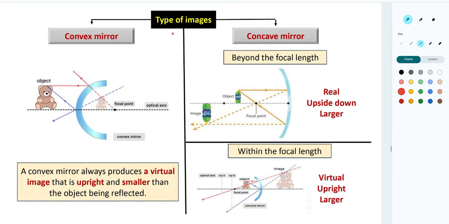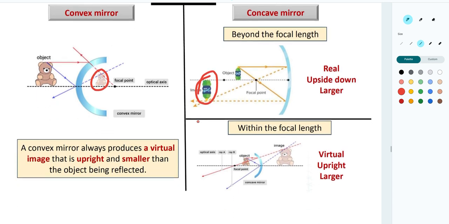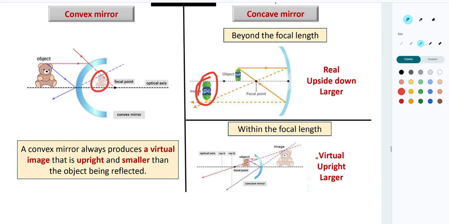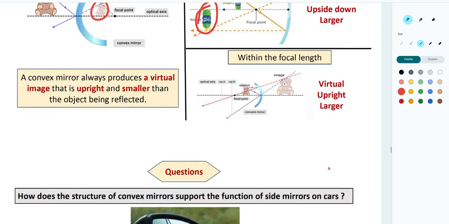So here's our convex mirror. This is our virtual image that we are going to have here. Here is our concave mirror, and this is our real image. So remember, we can use concave mirrors to make projectors, right? Because a real image, light is passing through our real image. If it's within one focal point, so between the mirror and the focal point, then we're going to have a virtual upright image, and it's magnified.